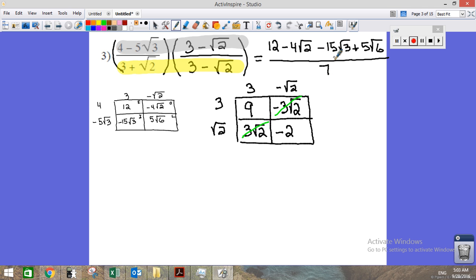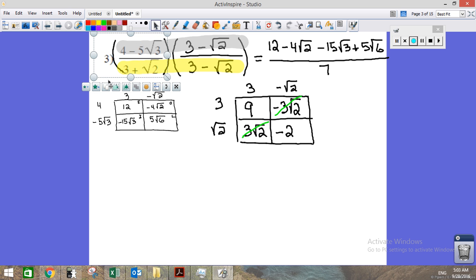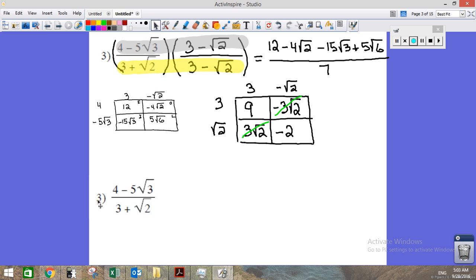So there's my answer. I claim that this original fraction is equal to this very ugly fraction over here.